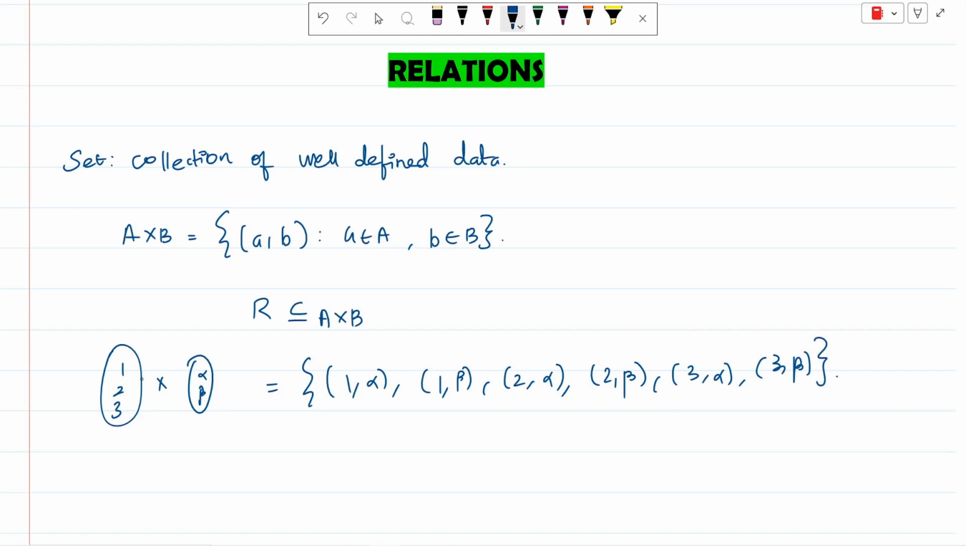Okay, so number of elements in set A into number of elements in set B, that is 3 into 2, which is equal to 6. So 6 elements will be there in the output. These are what is called A cross B.